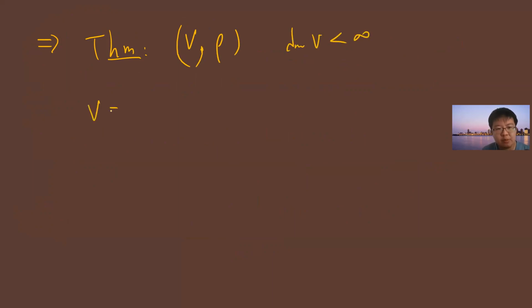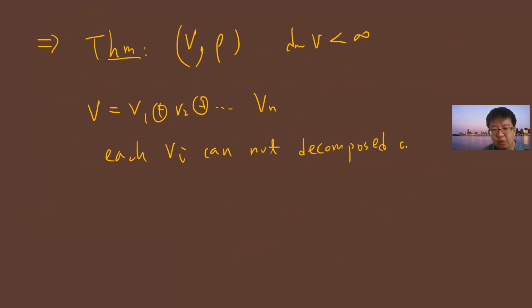So the result is the theorem. The theorem says that if G is a finite group and you have a representation rho on a finite-dimensional vector space V, then V can be decomposed into invariant subspaces V1, and so on, where each Vi cannot be decomposed anymore.